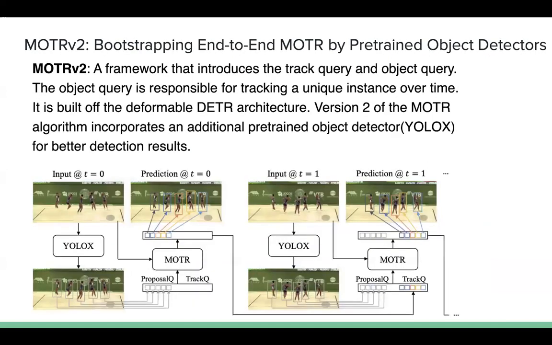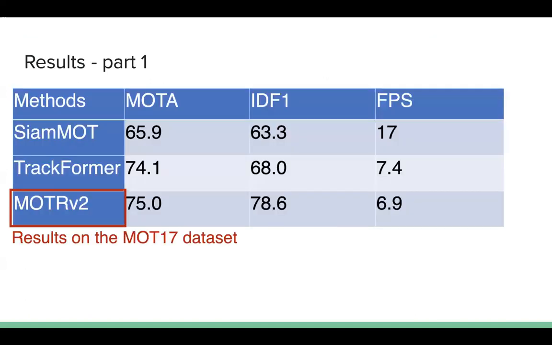The third approach actually stems from this algorithm called MOTR. And MOTR is an end-to-end transformer-based framework. However, it had extremely poor detection performance when it was first implemented. So the authors actually bootstrapped it with an additional pre-trained object detector called YOLOX, for better detection results. Comparing these three papers gave us these results.